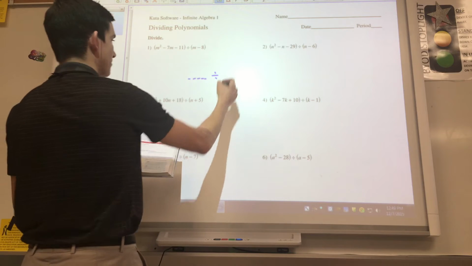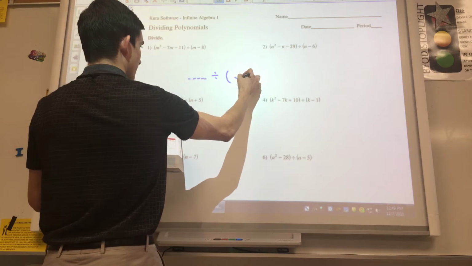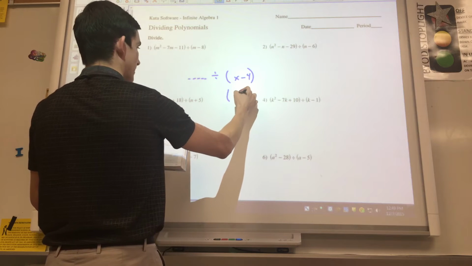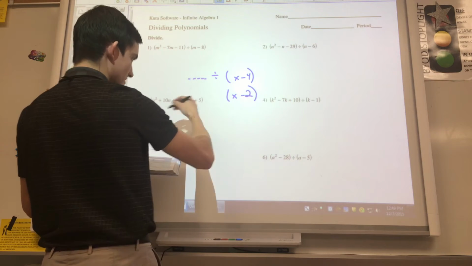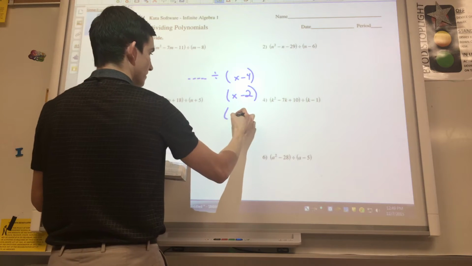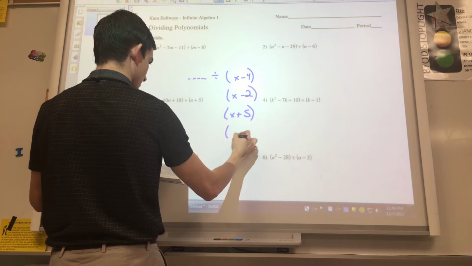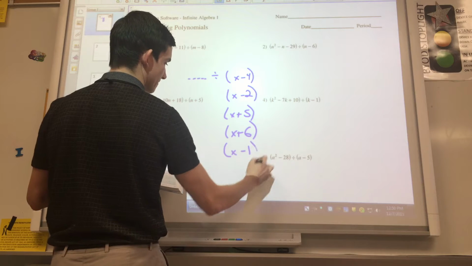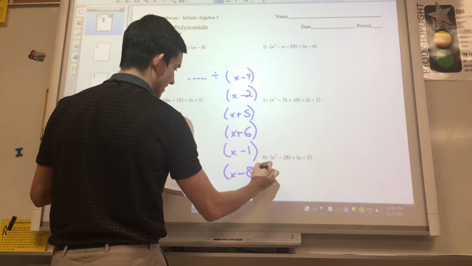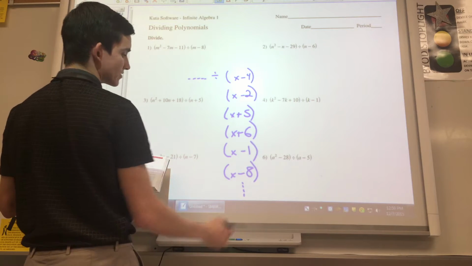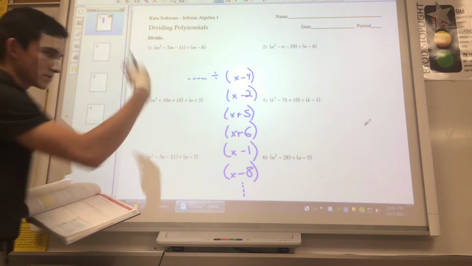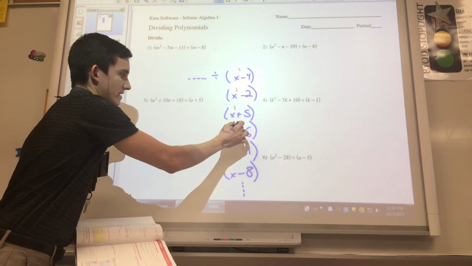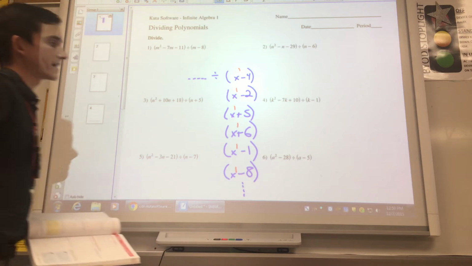You've got something divided by, here's the first example, x minus 4. Here's number 12, something divided by x minus 2. Something divided by x plus 5, x plus 6. I'm just going to start making stuff up. x minus 1, x minus 8. The list continues on, but the point is all of these look the same. They're all to the first degree. And that's all synthetic division can do. It only divides things to the first degree.